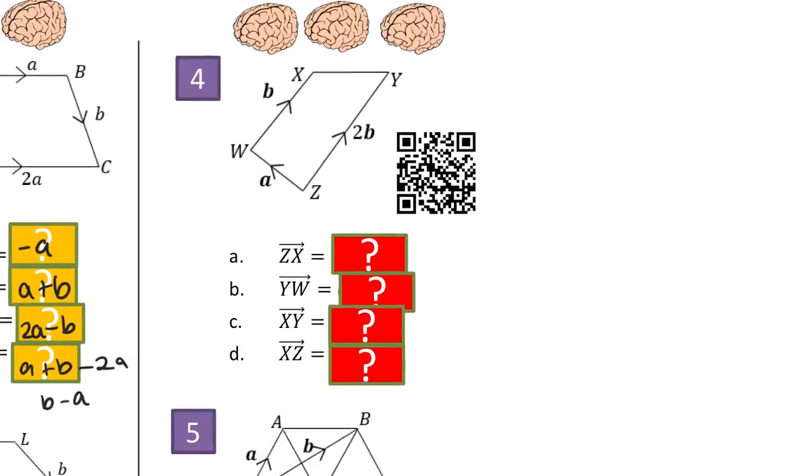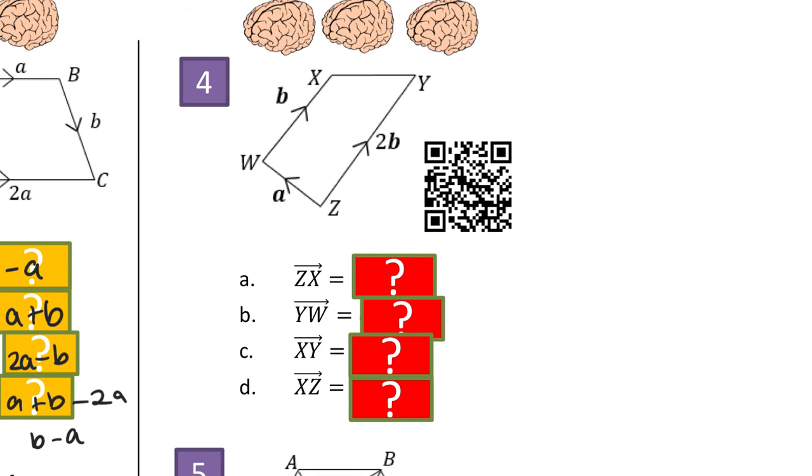Okay. Number 4. ZX. A plus B. YW. A minus 2B. XY.